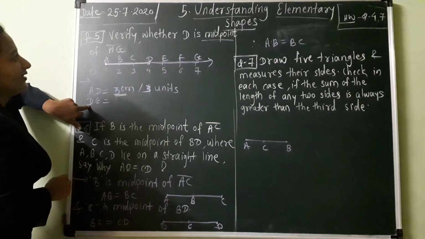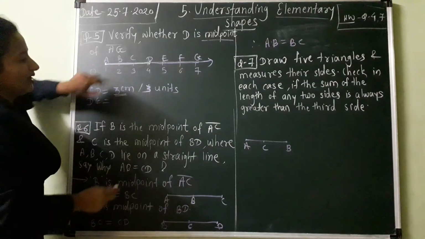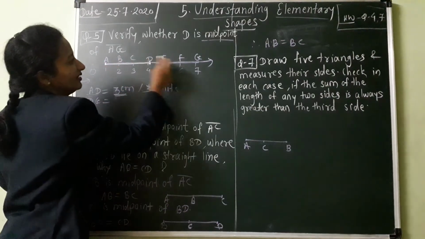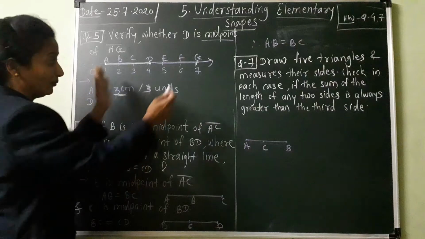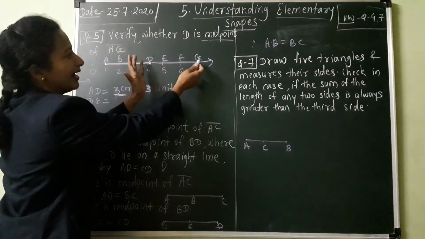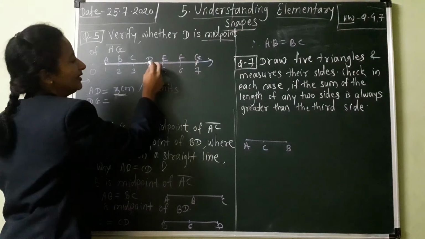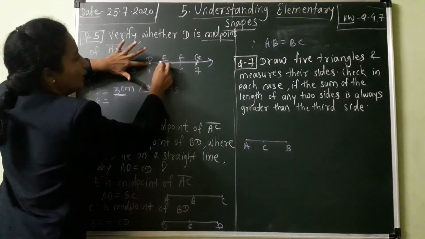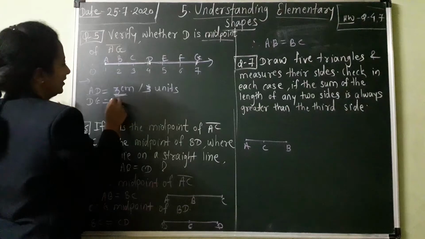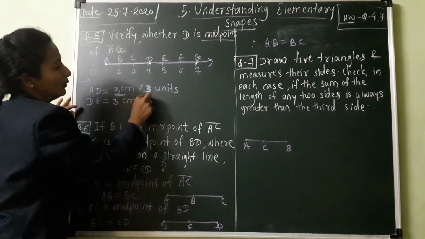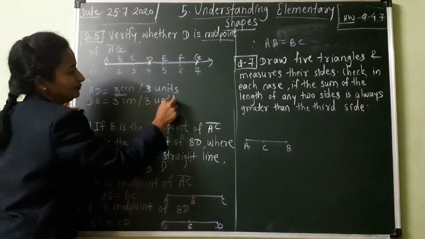We have to measure the length of DG. Now D point is here, G point is here. Now measure the distance between D and G point, or we can say measure the length of this line segment DG. So it's 1, 2, 3. It's 3 centimeters or 3 units.